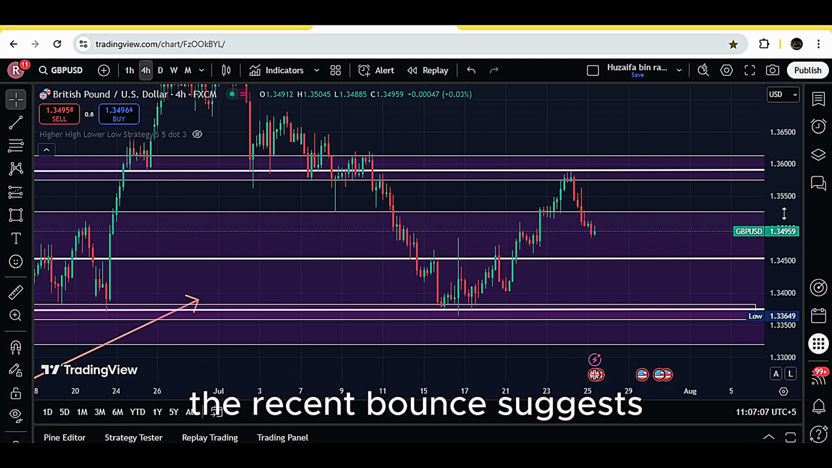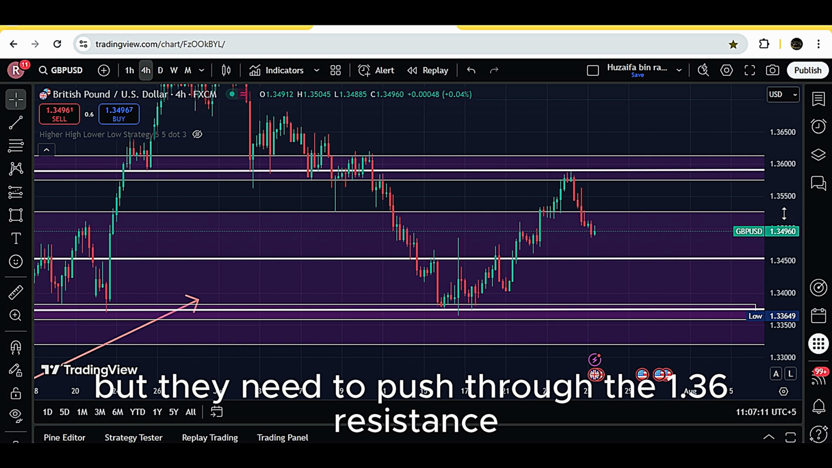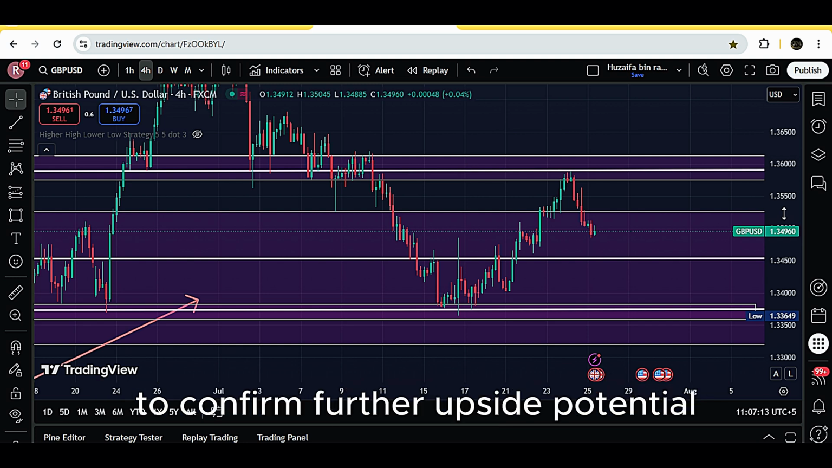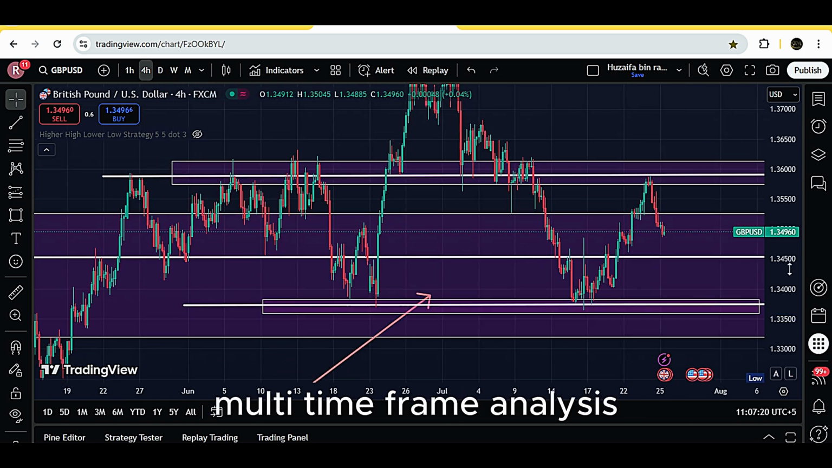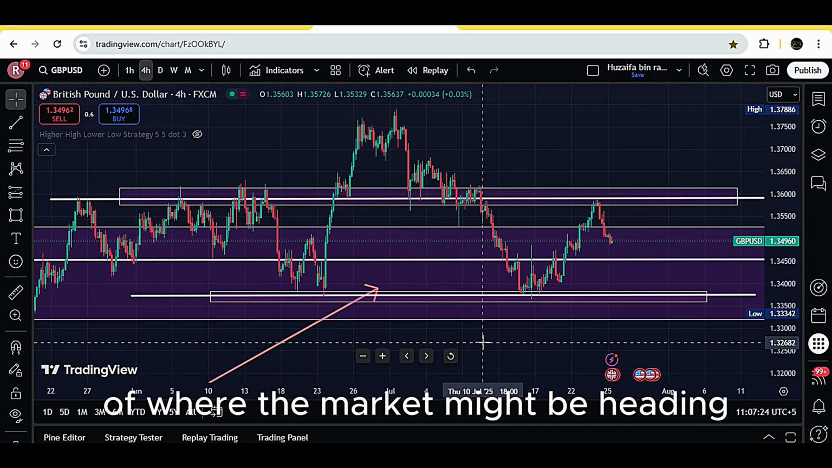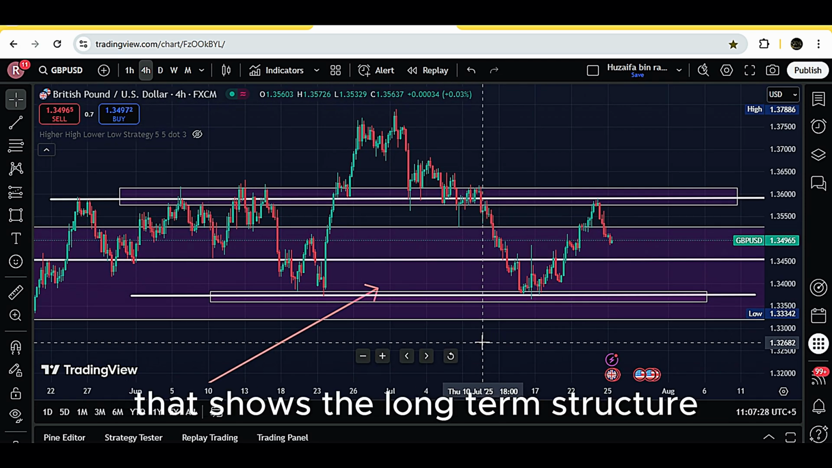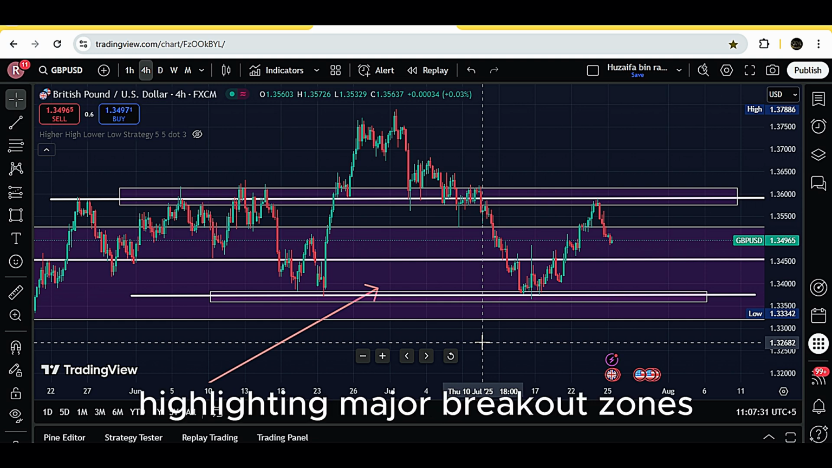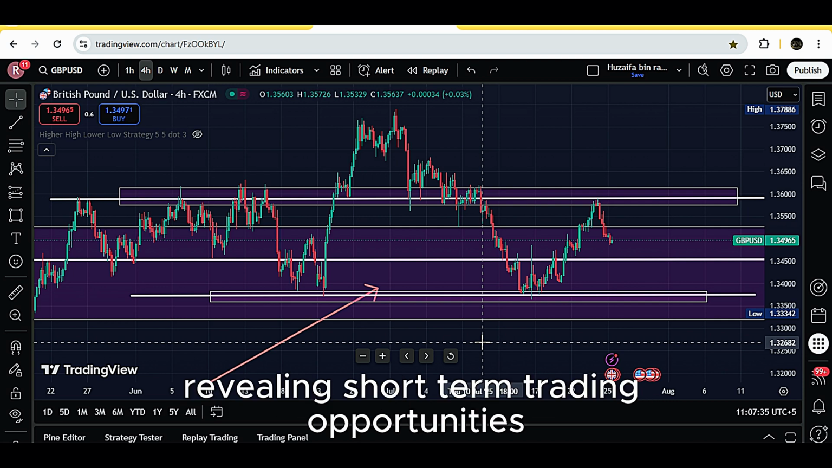The recent bounce suggests that buyers have not given up yet, but they need to push through the 1.36 resistance to confirm further upside potential. This complete GBP/USD multi-timeframe analysis gives us a clear picture of where the market might be heading. From the monthly chart that shows the long-term structure to the weekly and daily levels highlighting major breakout zones, and down to the 4-hour chart revealing short-term trading opportunities.